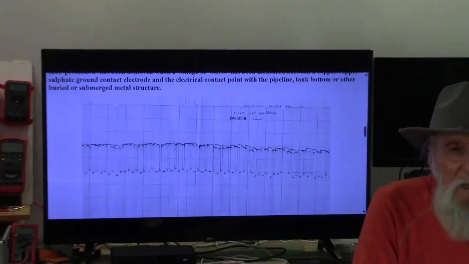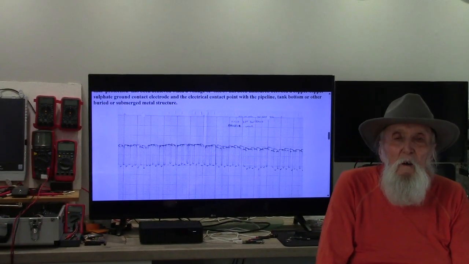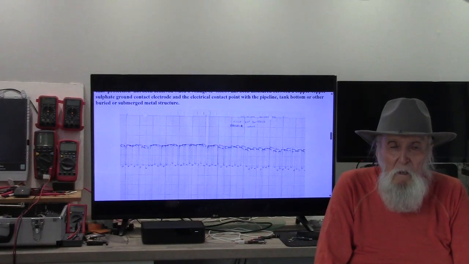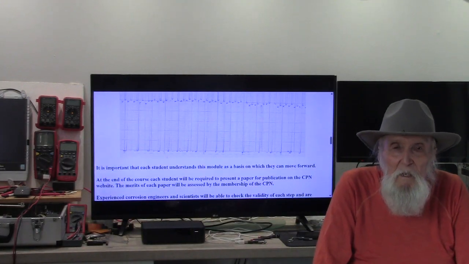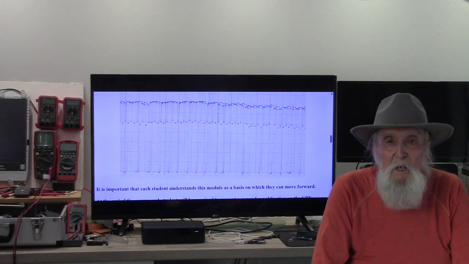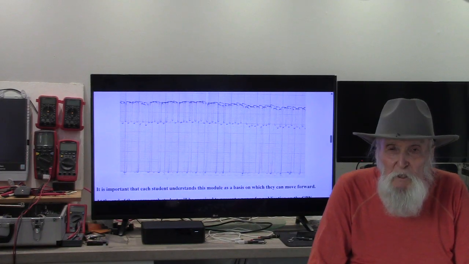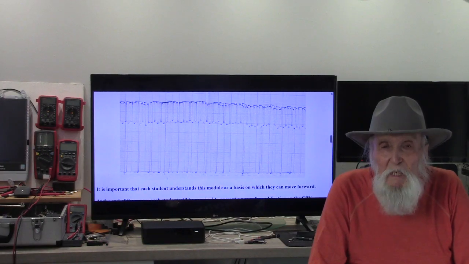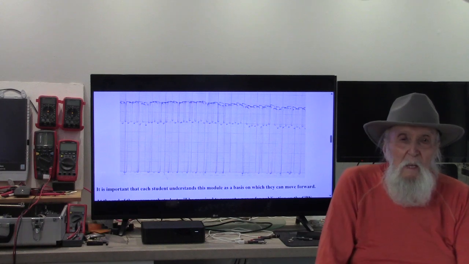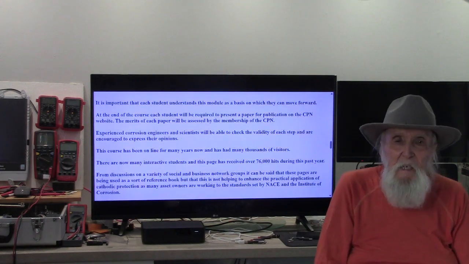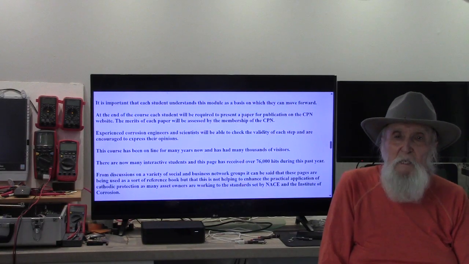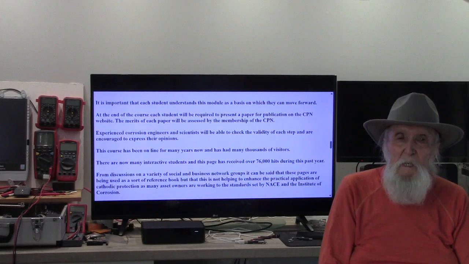This picture is of one of the very first recorded surveys of the on-off potential, the close interval potential surveys. It is important that each student understands this module as the basis on which they can move forward.